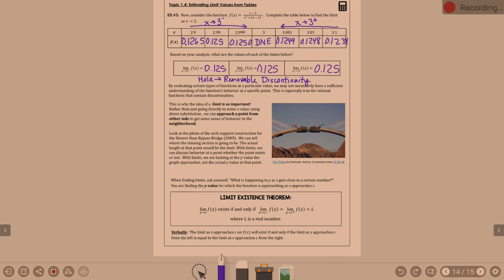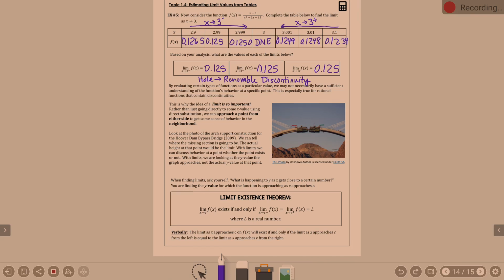Let's look at the rest of this page briefly. By evaluating certain types of functions at a particular value, we may not necessarily have a sufficient understanding of the function's behavior at a specific point. This is especially true for rational functions that contain discontinuities. This is why the idea of the limit is important. Rather than just going directly to some x value using direct substitution, we can approach a point from either side to get some sense of behavior in the neighborhood. So what's going on in the area of that number, or the neighborhood?